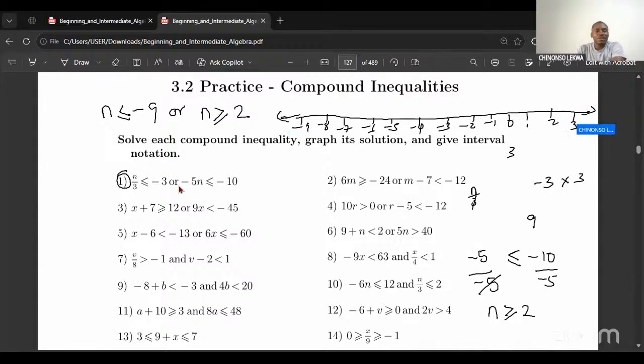Now remember we have two symbols: either you have your union or intersection point. So it's going to be union since it's "or". So what we want to do is get the first part, which is n is less than or equal to -9, which is at this point. And then I have to take it this way. This is a shaded circle. And on the other hand, n is greater than or equal to 2. So that will be at this point.